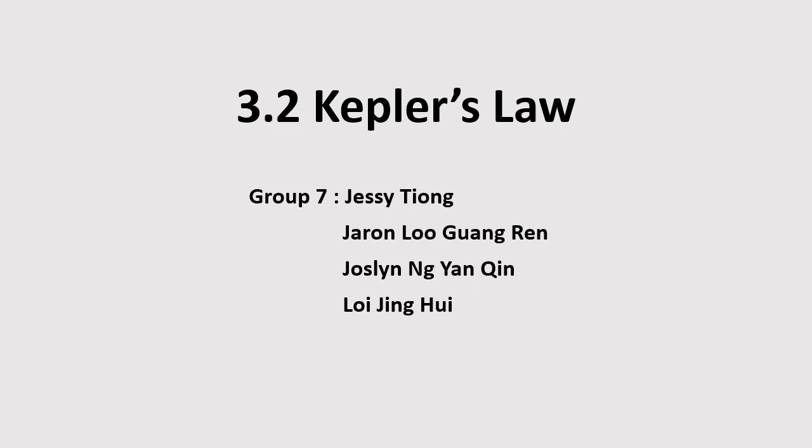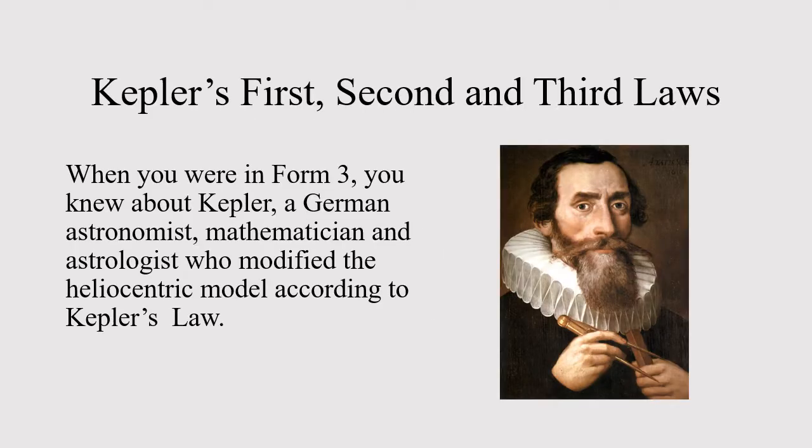We are from Group 7 and our topic is 3.2 Kepler's law. Kepler's laws are divided into three: Kepler's first, second and third laws. When you were in Form 3, you knew about Kepler, a German astronomer, mathematician and astrologer who modified the heliocentric model according to Kepler's law.